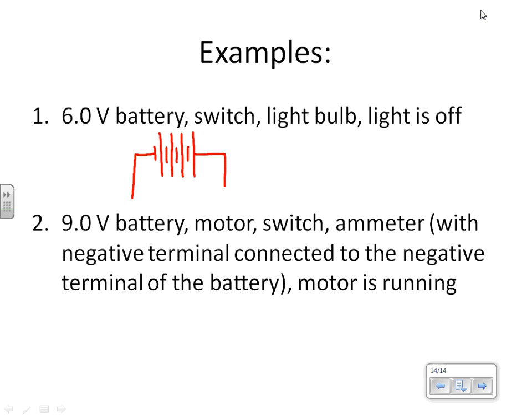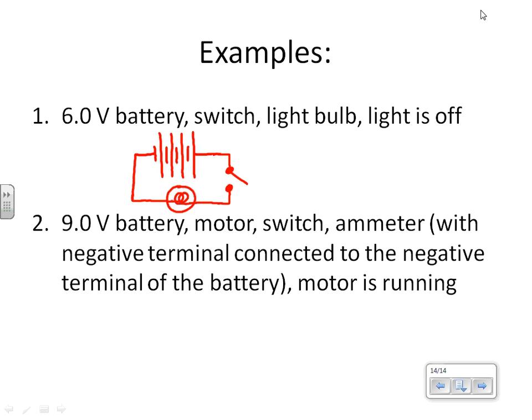Now we have to connect that battery together. We have to include a switch. You can put a switch wherever you'd like. I'll put the switch here. We need a light bulb. So here's my little light bulb. And the light has to be off. That means the switch has to be open. If we drew that switch closed, then the electricity would be able to flow through and you'd have a light bulb that's on.